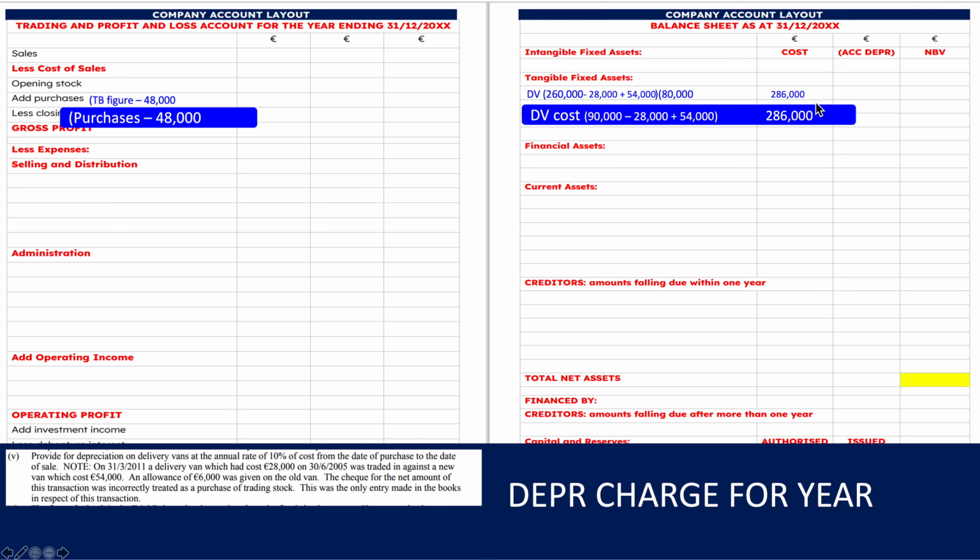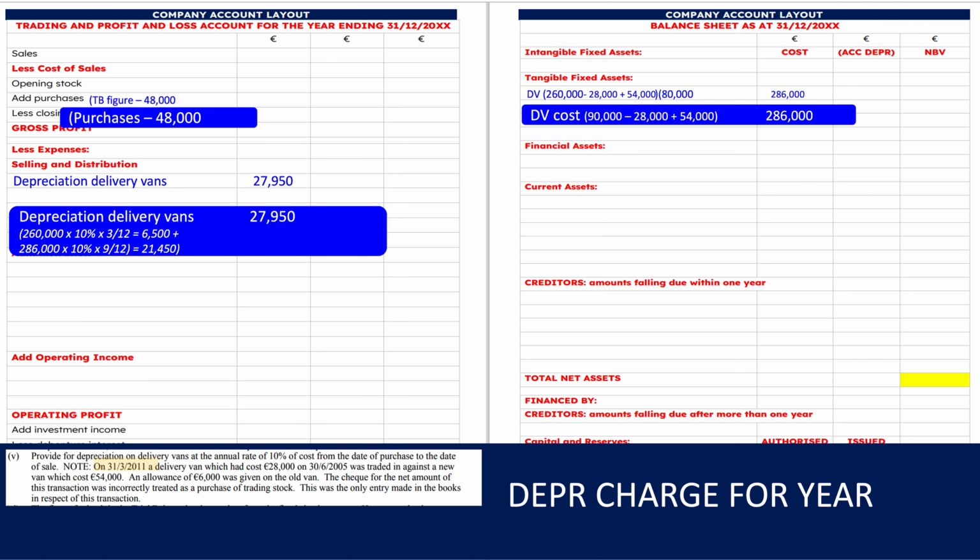The cost at the end of the year, we had 286,000 euro. Okay, so we need to remember that. So we have traded it in after the 3rd month. So we have here 260 by 10%, which is the rate, by 3 over 12, 6,500, plus 286 by 10% by 9 over 12, that's 21,450. So in total, 27,950. Okay, so that is that.